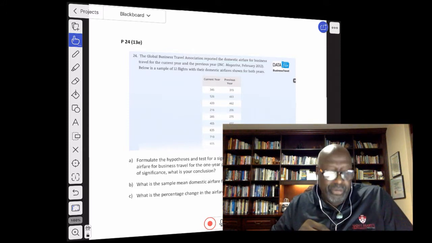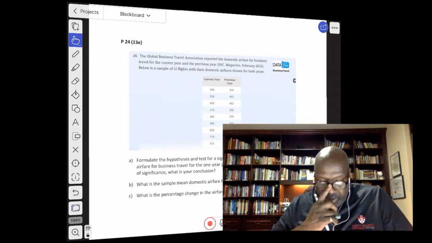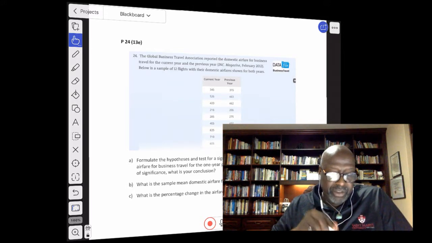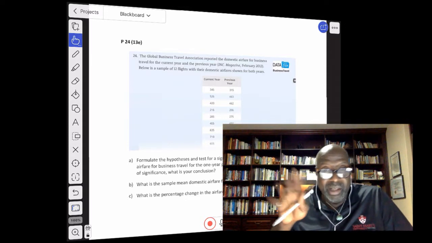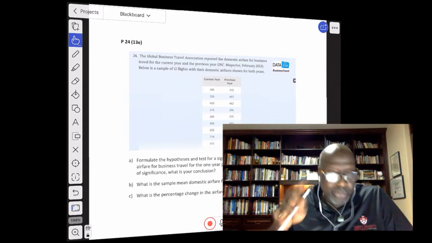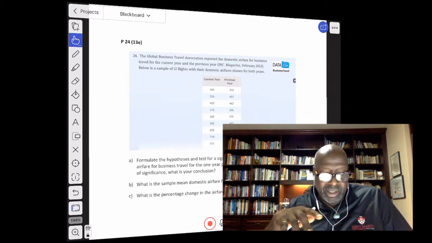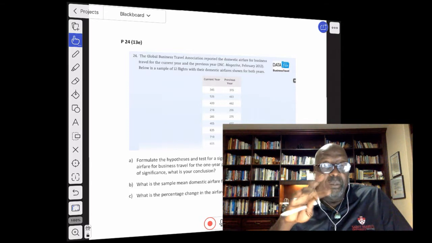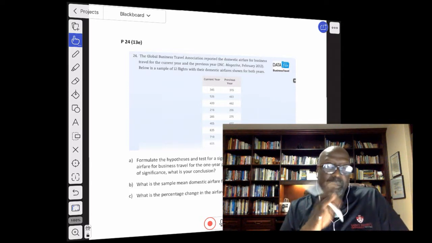So this is problem 24 in our workbook D, and you can take a look at that. The Global Business Travel Association reported the domestic airfare for business travel for the current year and the previous year. So it actually provided current year, previous year, like a before and after. Below is a sample of 12 flights with their domestic fares shown for both years. So notice 12 flights and their domestic fares shown for both years.